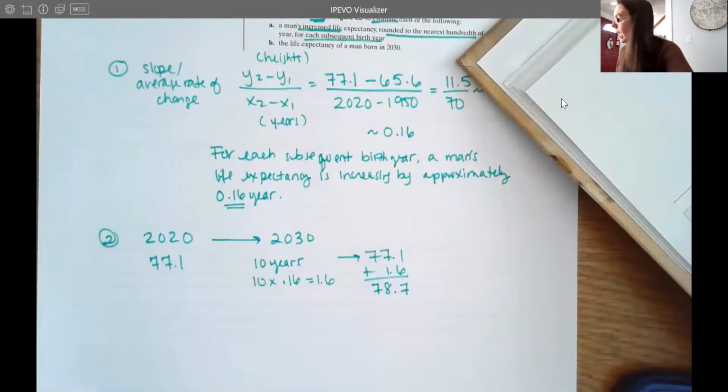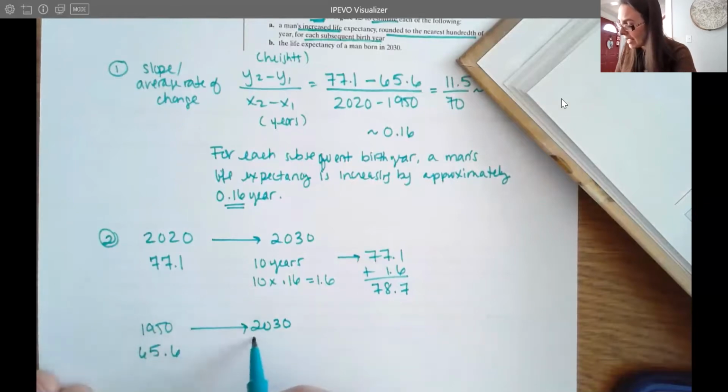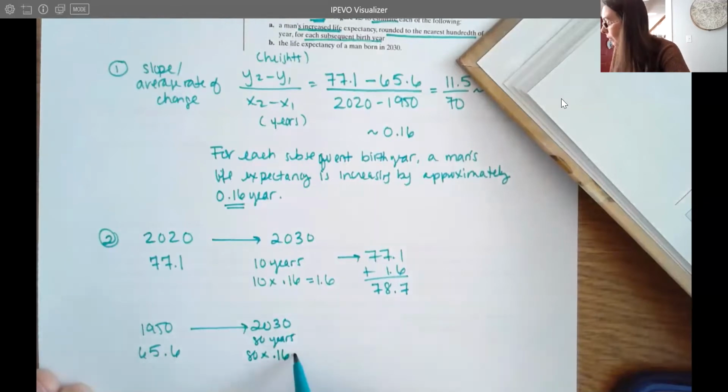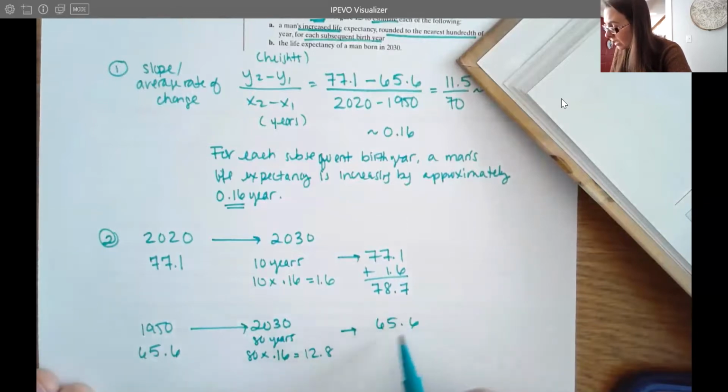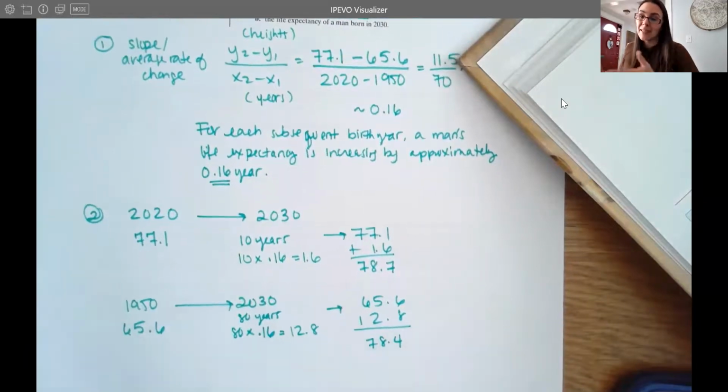Another way to do it, and this is how your book does it, is they started with the year 1950. So they said, well, in 1950, a man's life expectancy was 65.6, and now we're going to 2030. Well, this is a change of 80 years. So 80 years times 0.16, that's going to be a different number, right? That's going to be 12.8. So when we add 65.6 and 12.8, we actually get a little bit different answer. We get 78.4.